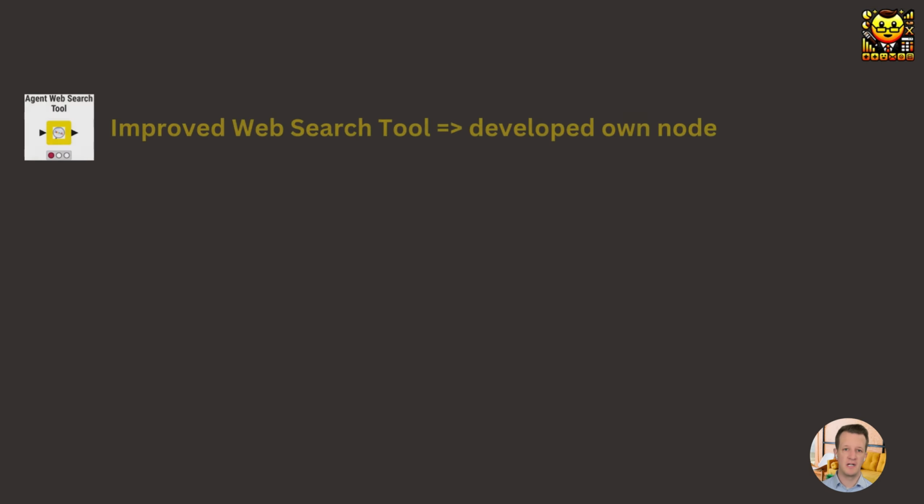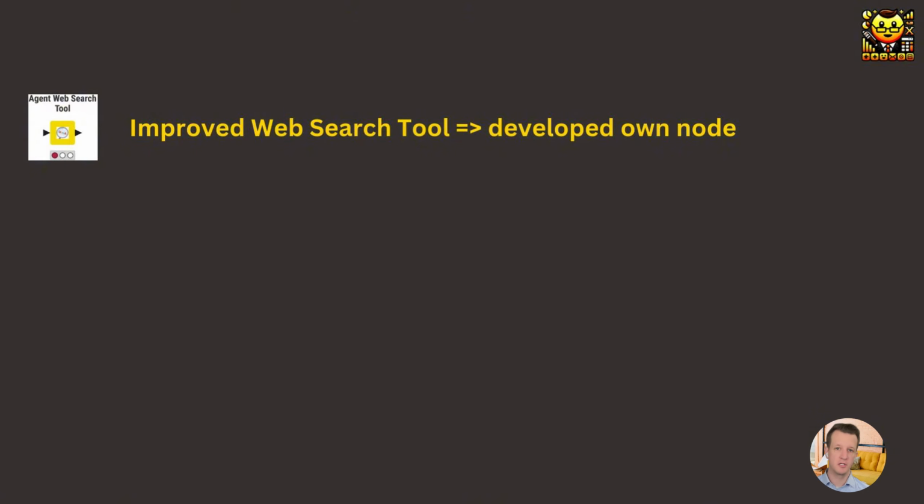So welcome to the next video in the series on exploring agentic systems in KNIME. I want to share with you a little bit on the progress that I've made since the first video in the series. And to sum it up, I managed to improve the web search tool.